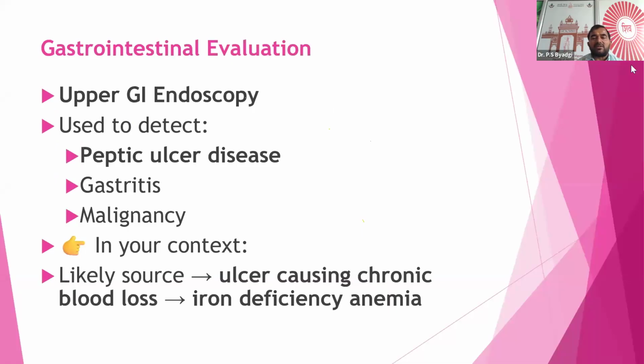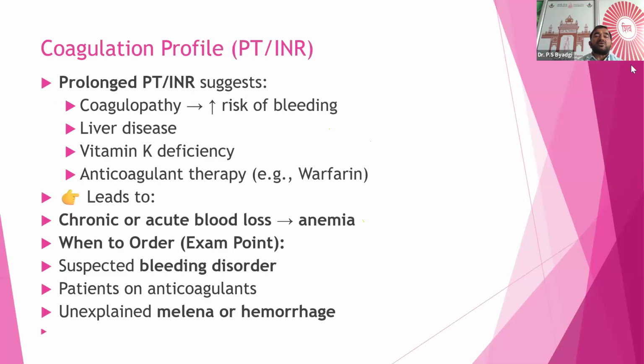So these are all the things which indicate that there is a blood loss, either from peptic ulcer disease, or gastritis, or due to malignancy, and that is going to cause iron deficiency anemia. Along with that, the coagulation profile is also very important. Prolonged PT-INR suggests coagulopathy, and an increased risk of bleeding will be there. Liver diseases, vitamin K deficiency, anticoagulant therapy, especially warfarin and those drugs as I mentioned earlier, lead to chronic blood loss, causing the anemia.